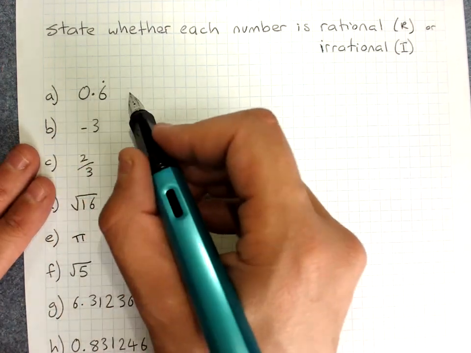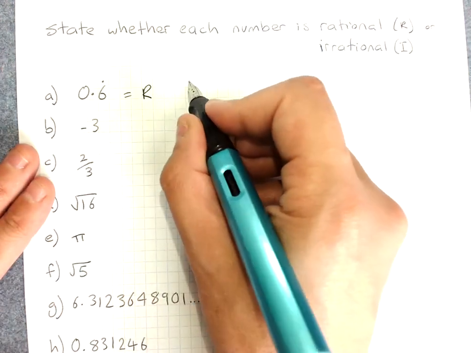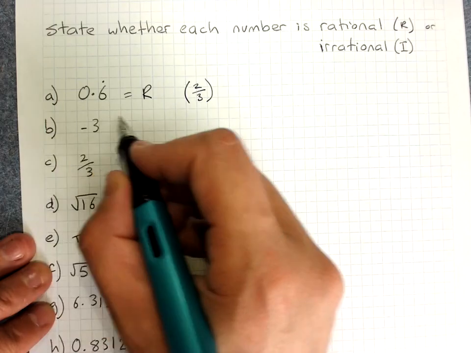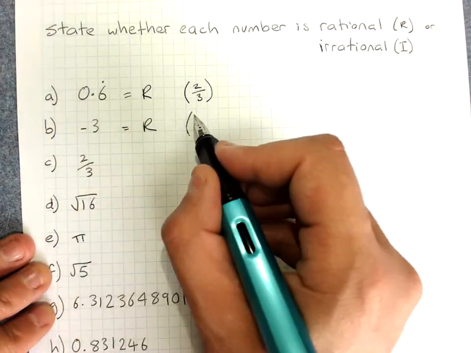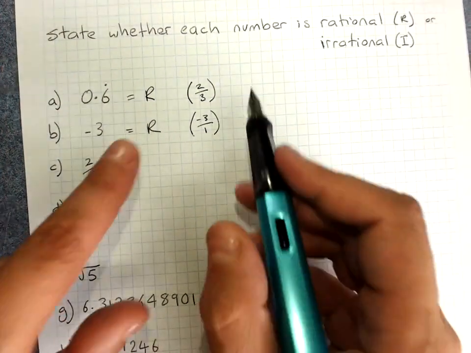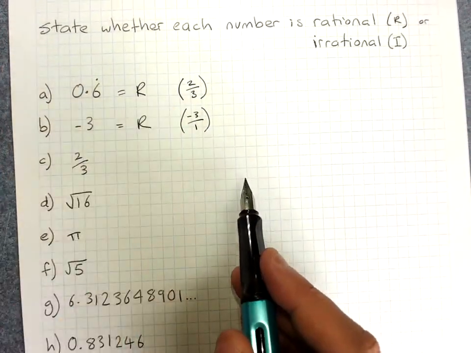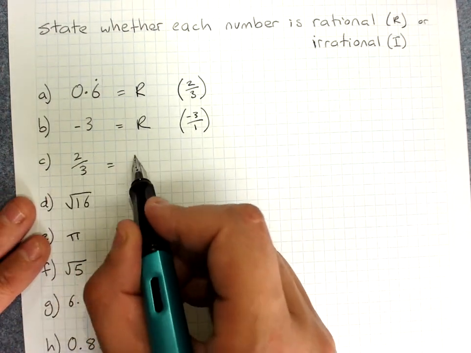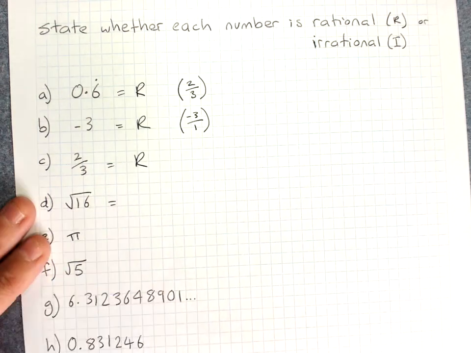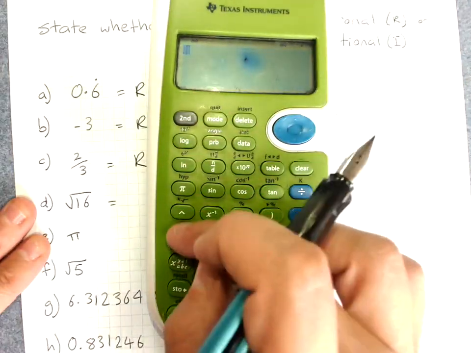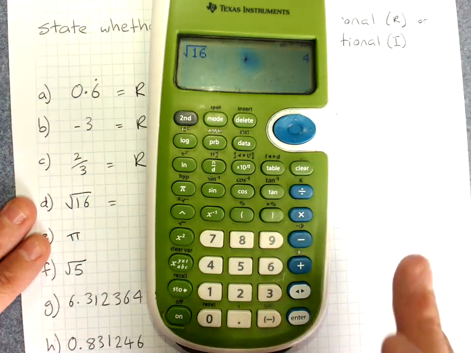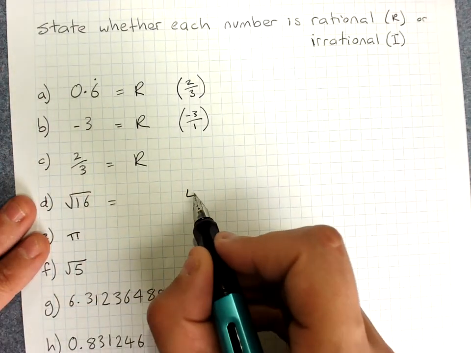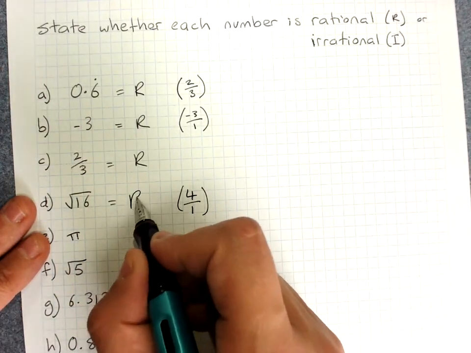State whether each number is rational or irrational. 0.6 recurring decimal, it's rational. You might remember that's 2 over 3. -3, whole number, rational. If I wanted to show it as a fraction, I'd write -3 over 1. You don't have to do this, but that's how you know absolutely that it's a rational number. 2 over 3, rational, it's a fraction. Root 16, be careful with your square roots. Evaluate it first, because the square root of 16 is 4, because 4 times 4 is 16. So that equals 4 over 1, so it's rational.